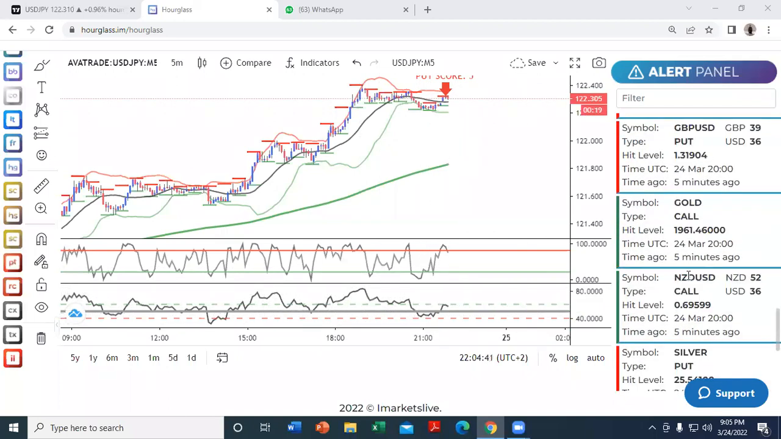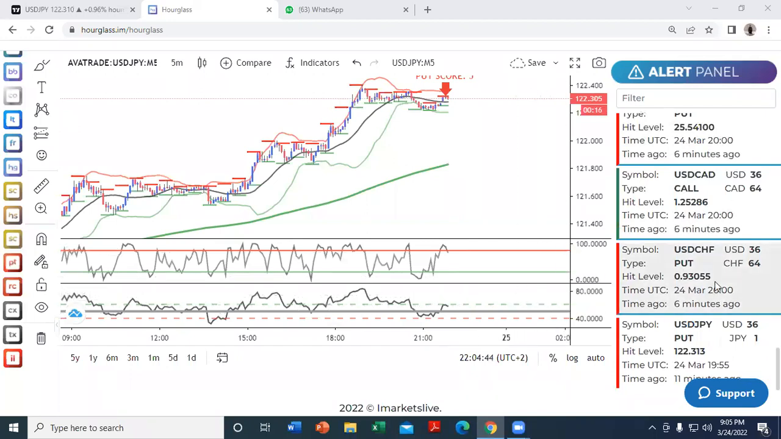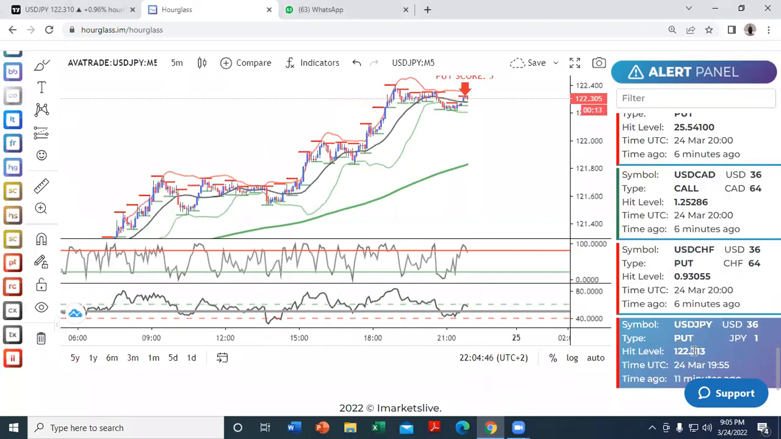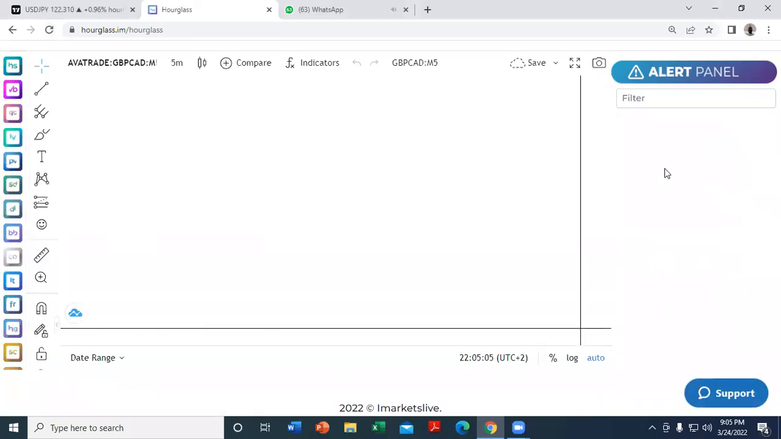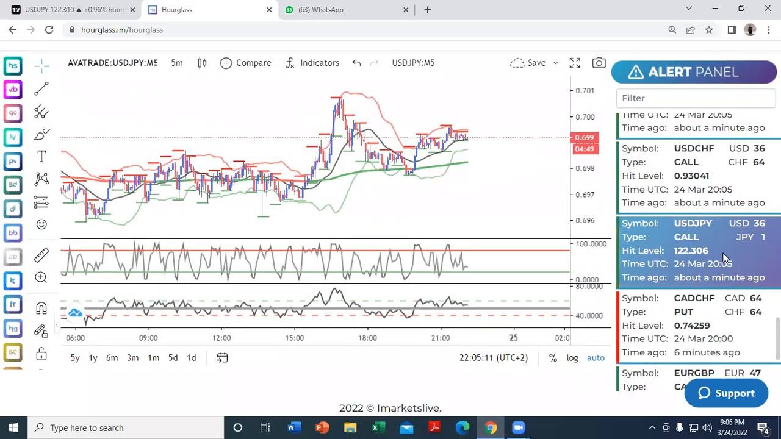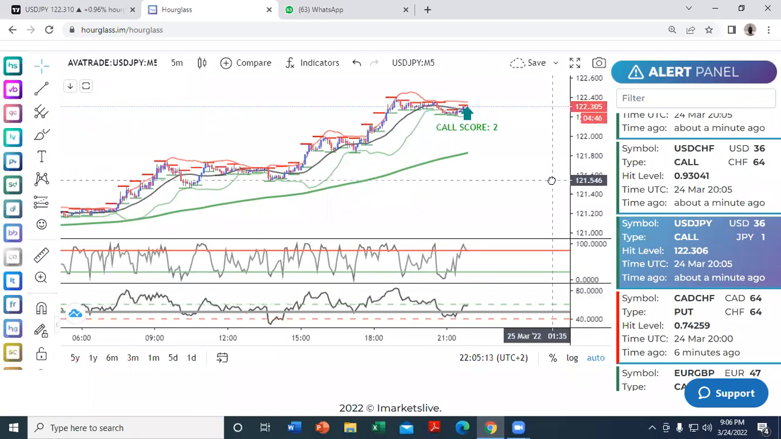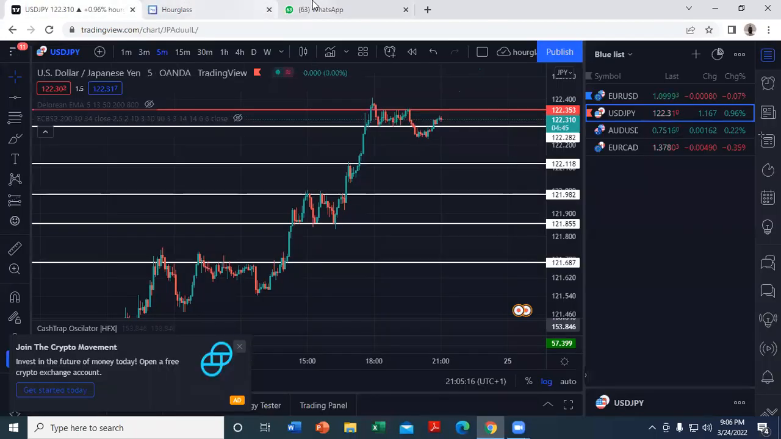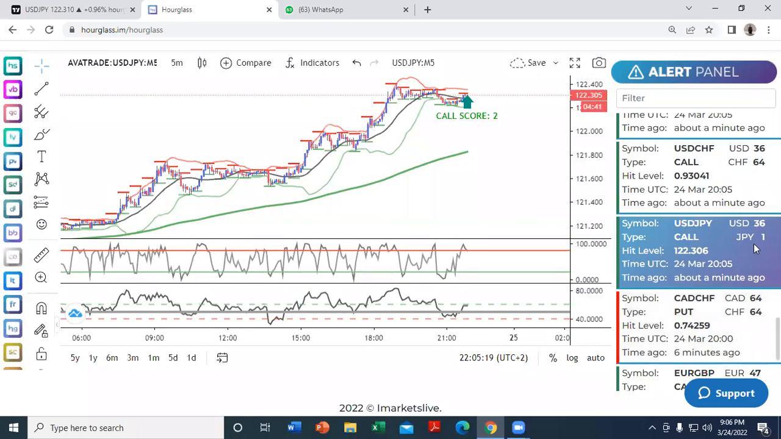Now, how do I read all these things? I just came to my Hourglass. What's the first thing I want to check? The first thing you want to check is your currency strength. Euro stronger than USD, stronger than JPY. Is this live? Is this showing 11 minutes ago? Let's refresh it and see. Now USD stronger than JPY, right? That's the first thing I want to look at.